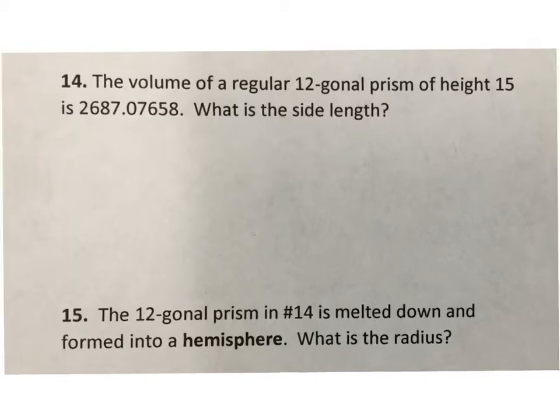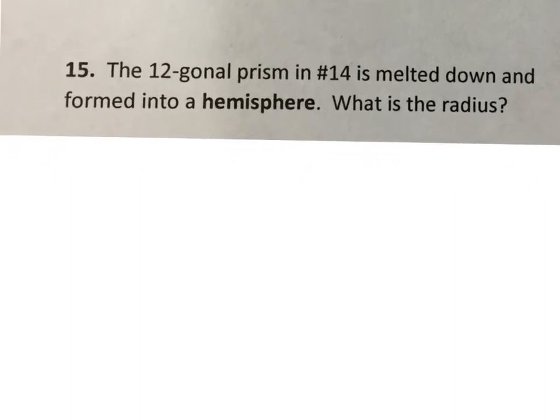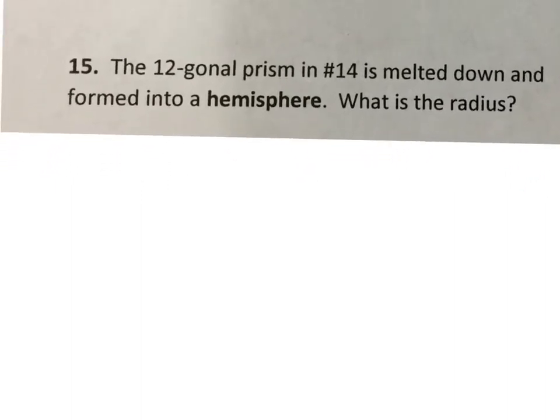So number 15 says that the 12-gon prism in number 14 is melted down and formed into a hemisphere. Okay, so a hemisphere, of course, is half of a sphere. Ooh, that's kind of fancy. A hemisphere is half of a sphere. So there are two ways that we can handle this problem.